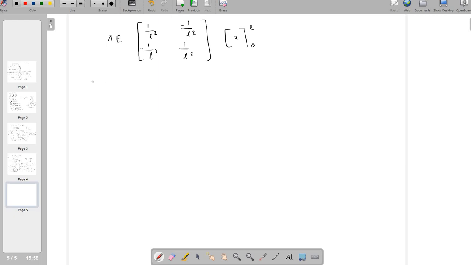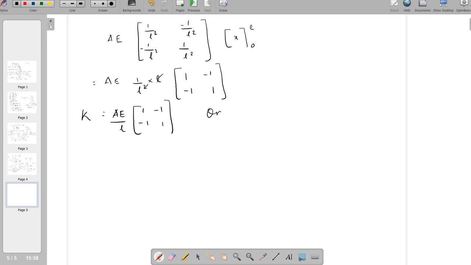You will get L as the boundary value. If you take 1 by L square outside the matrix and multiply with this L, it is 1 by L. Inside the matrix it is 1, minus 1, minus 1, 1. Cancelling, you get AE by L times the matrix 1, minus 1, minus 1, 1. So this is the stiffness matrix for a one-dimensional bar element.